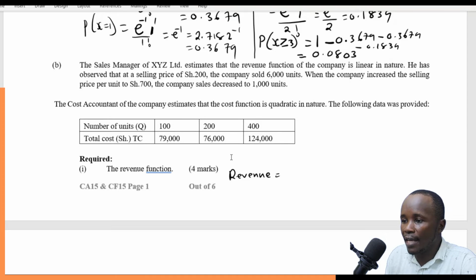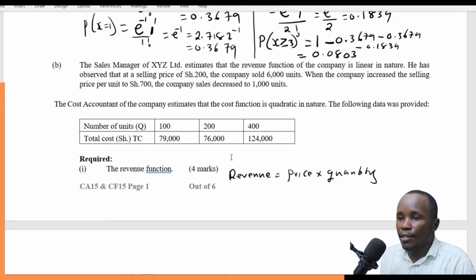Revenue is obtained as price times quantity. Price times quantity. But you have been told that price, look at this. We are saying that he has observed that at the selling price of 200, the company sells 6,000 units. When the company increased the price to 700, then the quantity changes to 1,000. Therefore it means price is a function of quantity, and it is linear in nature.